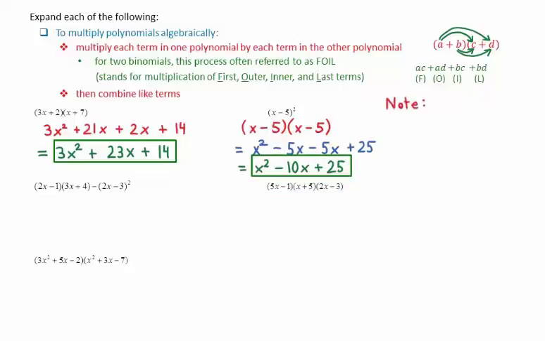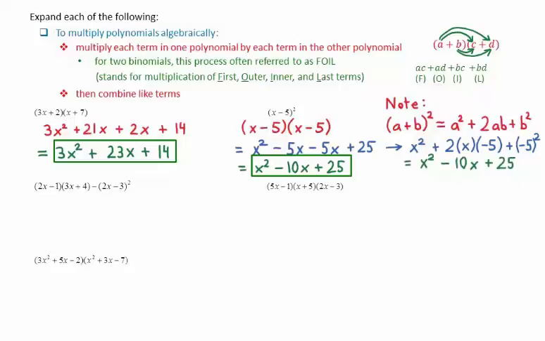Note that if we have something like a plus b all squared, we can use this general rule, a squared plus 2ab plus b squared. In this particular case, we get x squared plus 2 times x, which corresponds to the a, plus negative 5, which corresponds to the b, plus negative 5 squared. Again, note we get the exact same expression, x squared minus 10x plus 25.